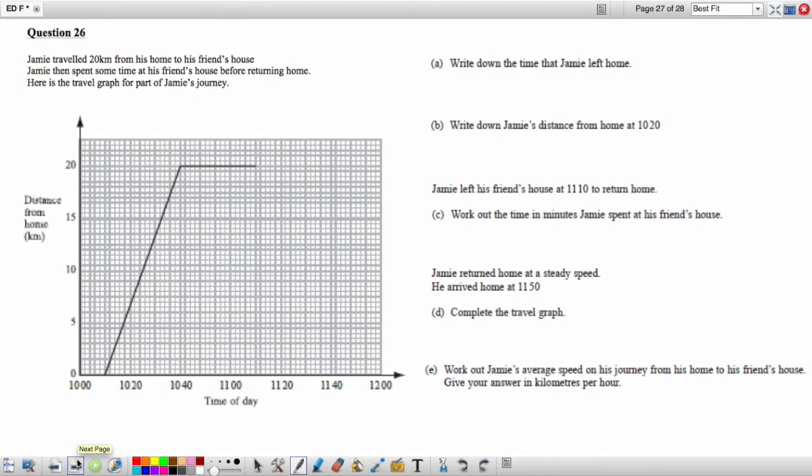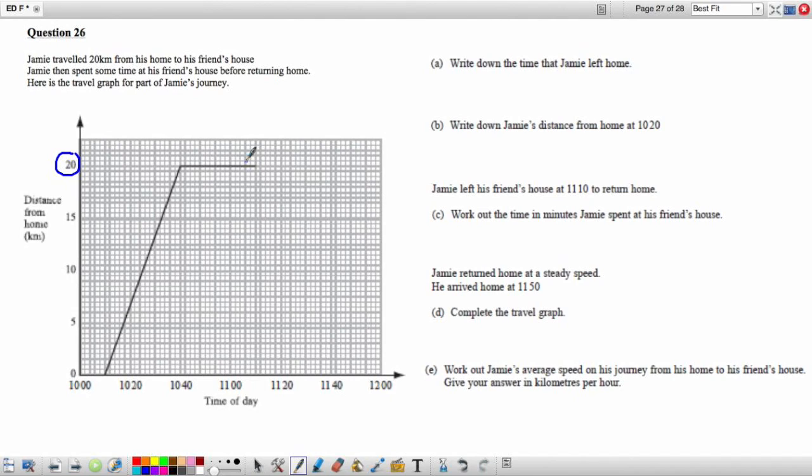Question 26. Jamie travelled 20 kilometres from his home to his friend's house. Here we have 20 kilometres. This is him at home, travelling to his friend's house. Jamie then spent some time at his friend's house before returning home. This is the flat part of his journey.